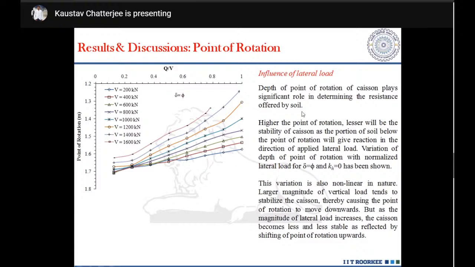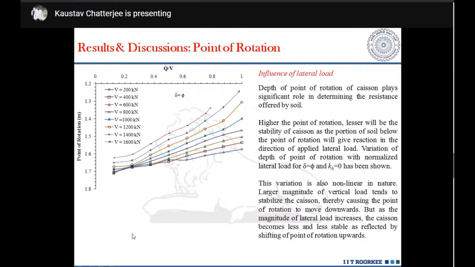Influence of the point of rotation. The depth of the point of rotation of the caisson plays a very important role in determining the resistance offered by the soil. The higher the point of rotation, the lesser will be the stability of the caisson, as the portion of the soil below the point of rotation will give reaction in the direction of the applied lateral loading. The variation of depth of rotation is shown over here.